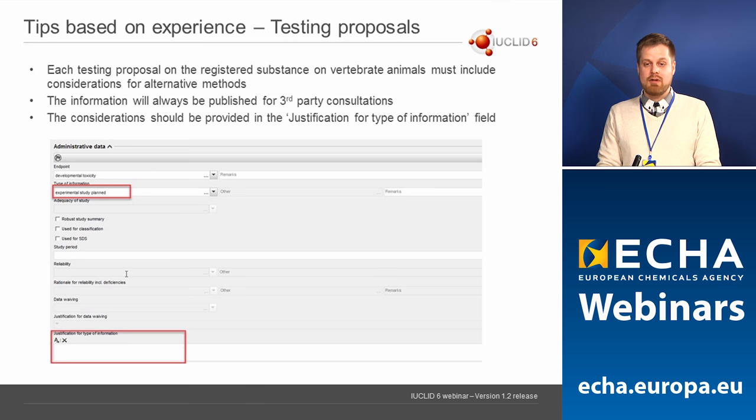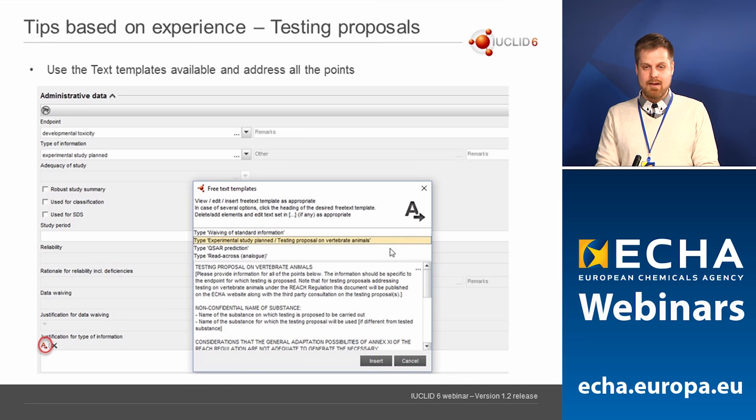This information, however, will always be published for third-party consultations, and there are also text templates available for you in this section. By clicking on the same icon as before, you can select the experimental study planned testing proposal on vertebrate animals point. And the same applies here as before: you should try to address all the points mentioned here.